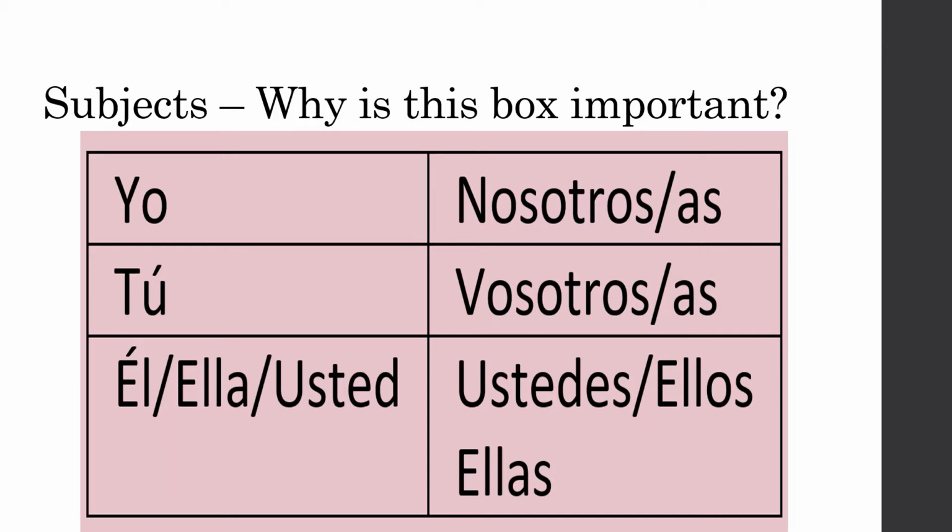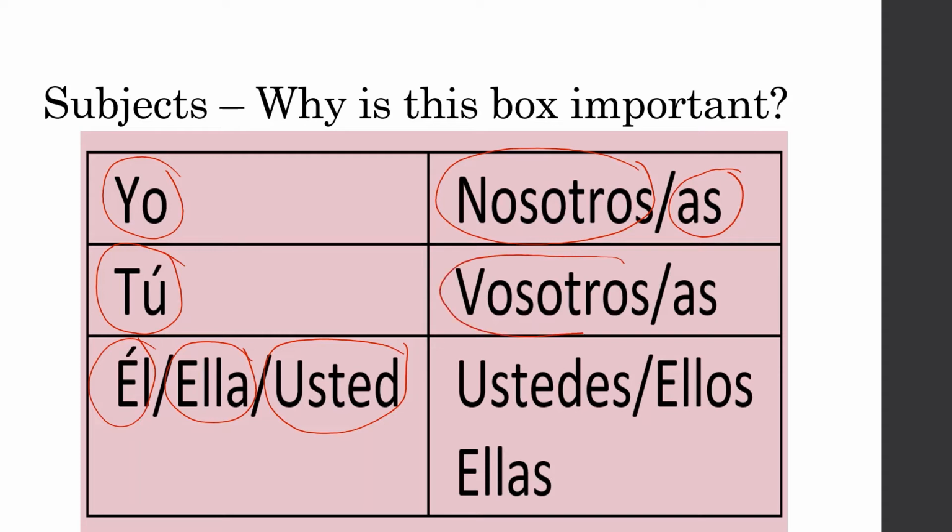First person singular is yo, which means I. Tú informal is you, él, he, ella, she. Usted is you formal. Nosotros, nosotras, vosotros, vosotras, ustedes, ellos, and ellas.